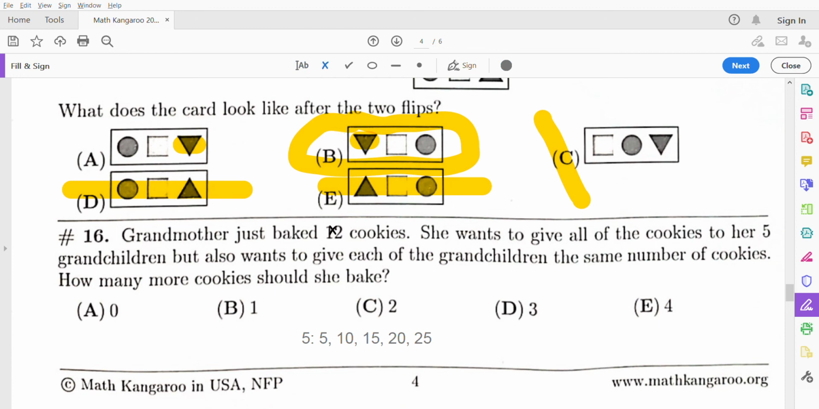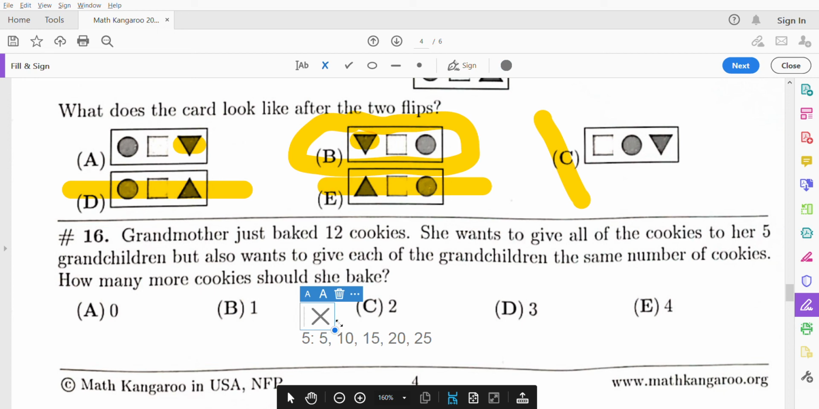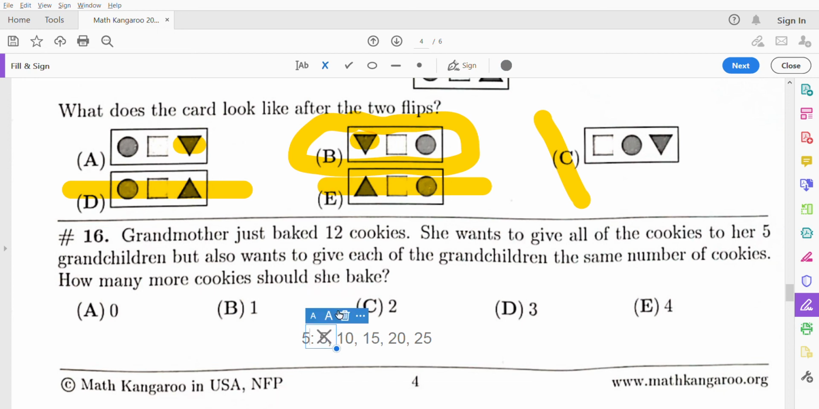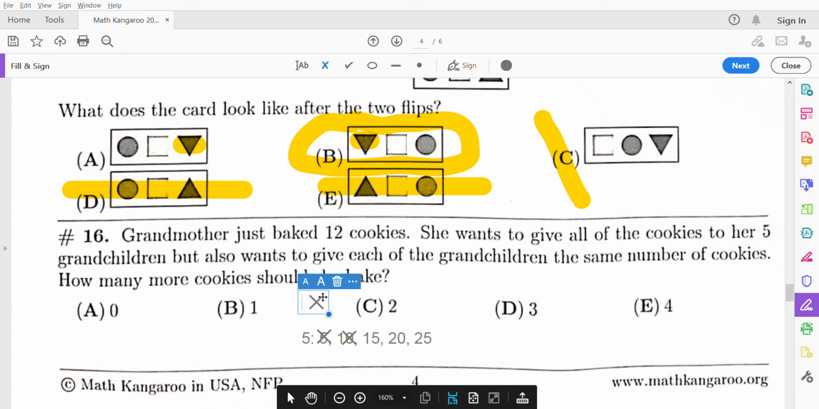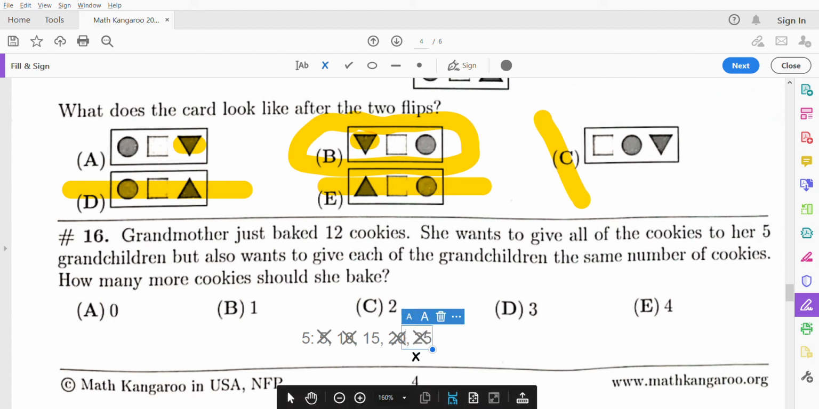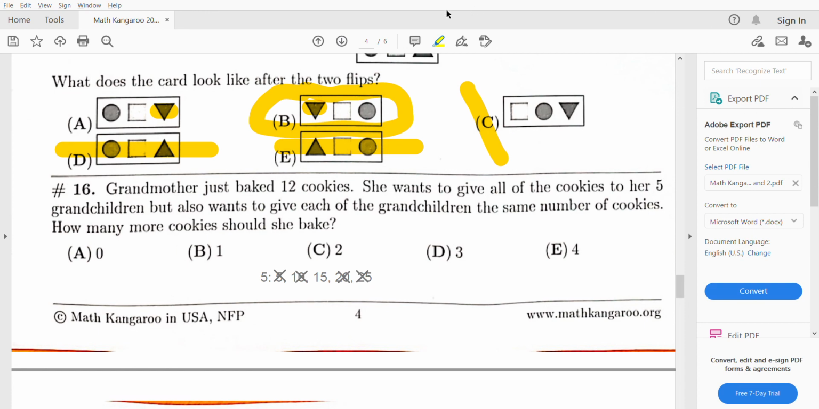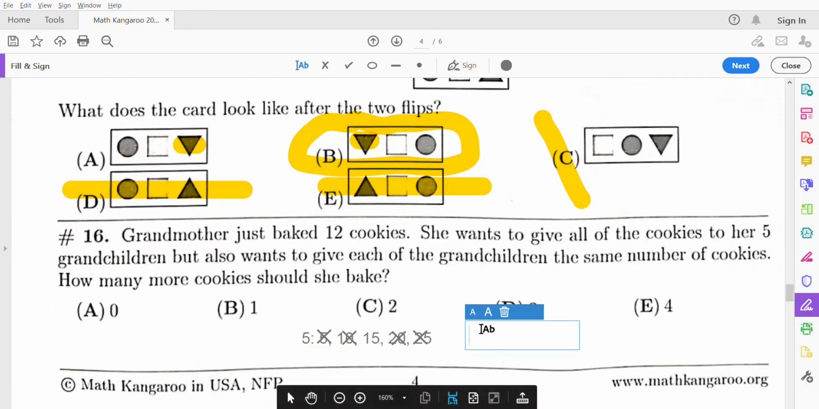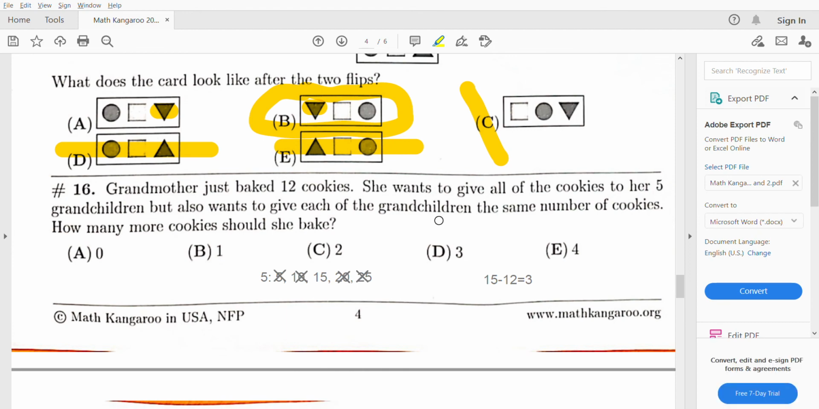So let's start putting X's on some of them. Can't be 5 because it's less than 12. Now, it also can't be 10 because 10 is also less than 12. But 15 works fine because it is greater than 12. And now that means it's the least. And 20 and 25 will also work, but she wants to give it to all of them, so we don't want her to bake too much. We want her to bake the exact right amount. So now we have to do 15 minus 12. What is 15 minus 12 equal to? 15 minus 12 is equal to 3. So now we know that we want grandmother to bake 3 more cookies. And the answer choice that is 3 is D.